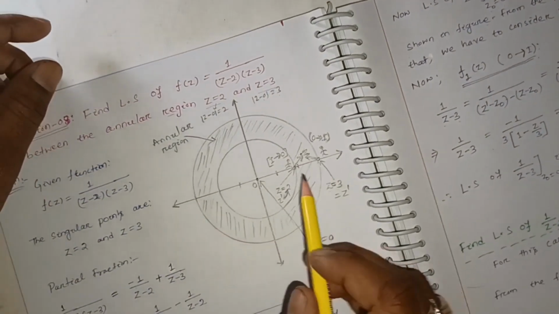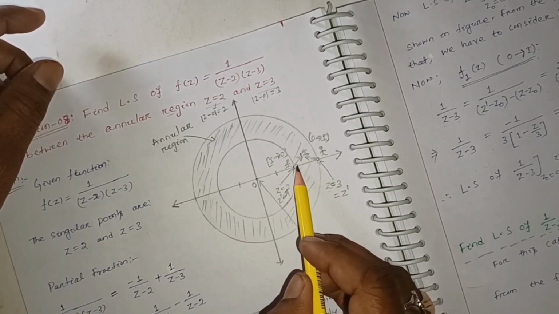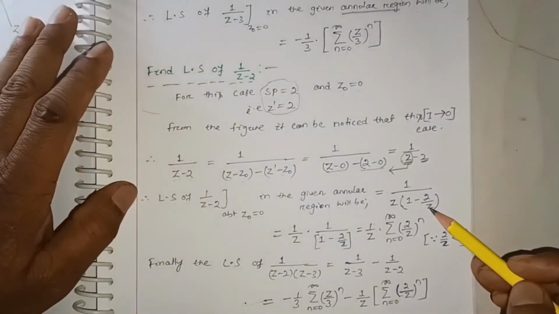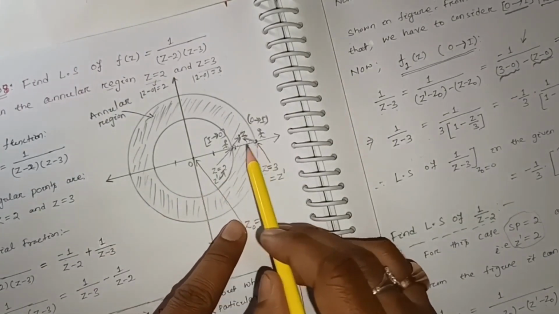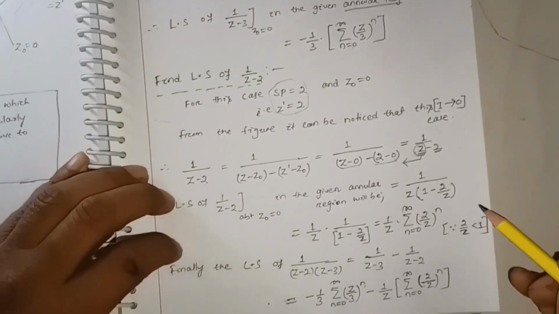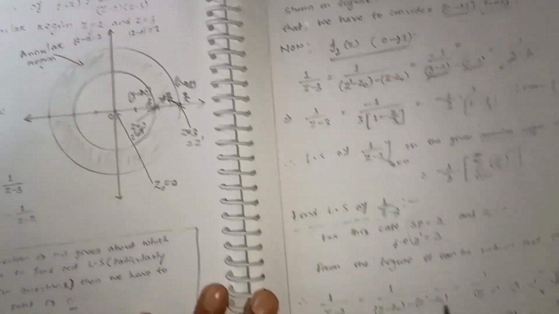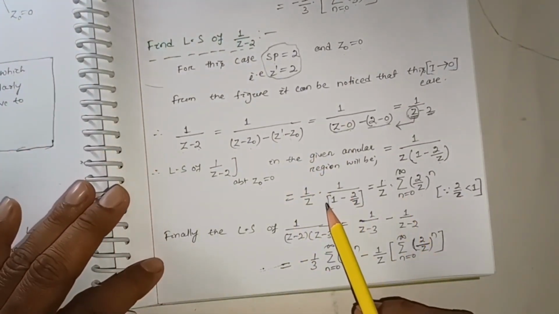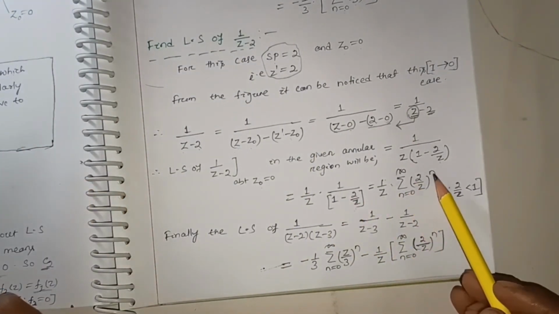So z is any point. Here you can see the value 2, and z is any point. Suppose you consider a point just above 2, say 2.1. Then 2 by 2.1 is less than 1, obviously. Suppose this is 2.9; then 2 by 2.9 is also less than 1. So 2 by z will always be less than 1 in this region, for this case of 1 by z minus 2. So only for that, 1 by 1 minus 2 by z will be written as the summation from 0 to infinity of 2 by z to the power n.